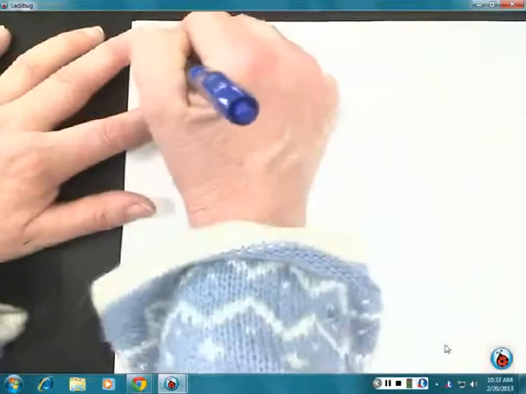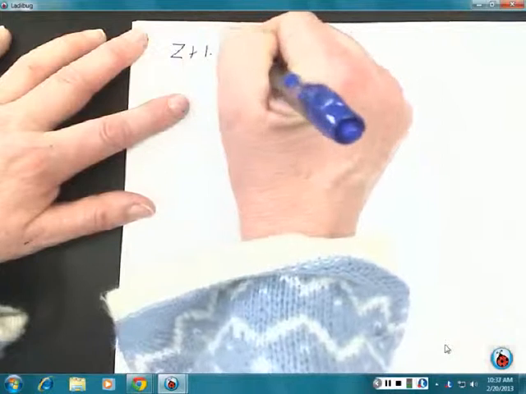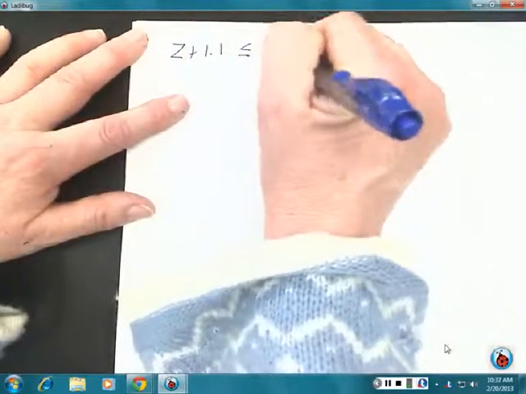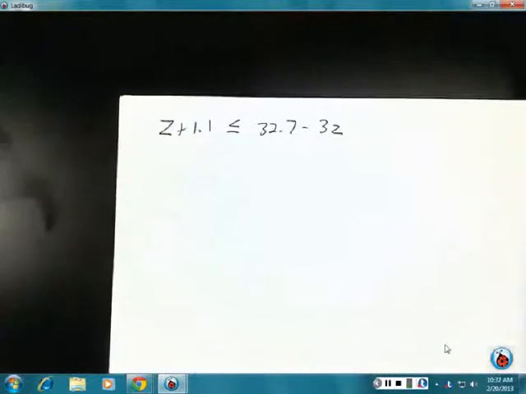Let me see if I can find one. I keep running into these doubles in here. I don't want to double just yet. How about this one? We will do one of those in a second. Z plus 1.1 is less than or equal to 32.7 minus 3z. How about this one?